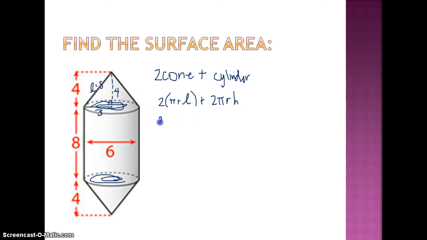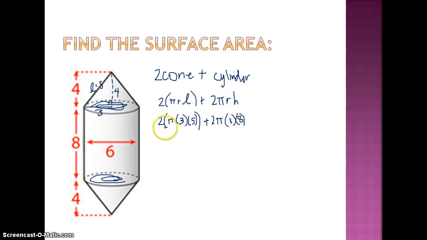So then we can start plugging in. We have 2 times pi times our radius 3 and our slant height 5, plus 2 times pi times our radius 3 and our height of the cylinder, which is 8. Remember, this is for the cylinder and this is for the cones.